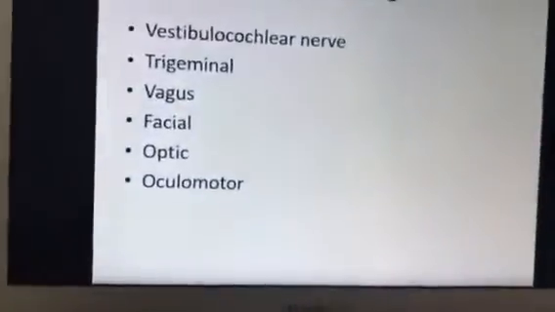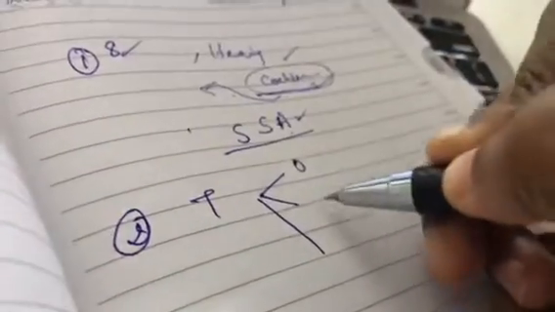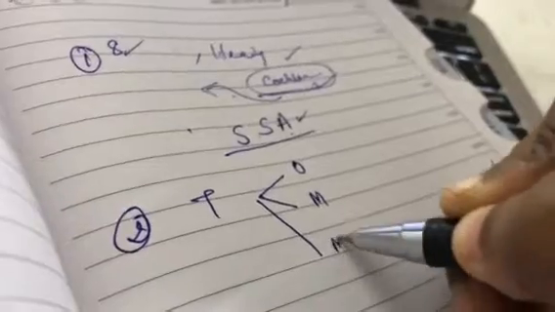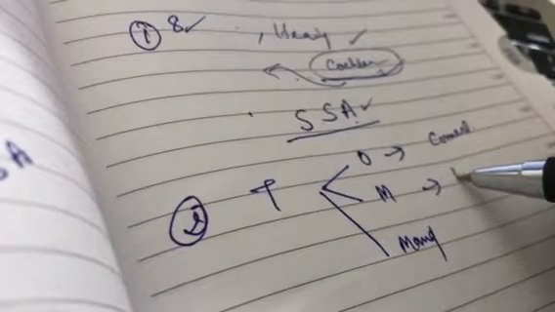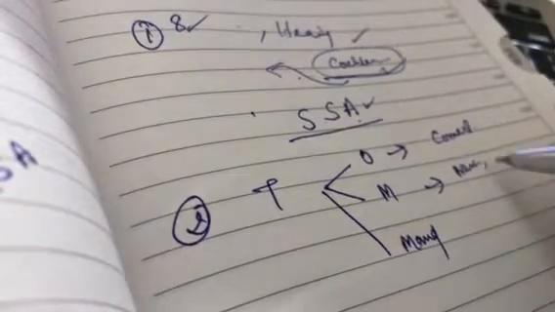So the 8th nerve is over. The second question is trigeminal. The student should know there are 3 components of the trigeminal nerve. Number 1 is ophthalmic, second is maxillary, third one is mandibular, right? The ophthalmic carries the general sensation from the cornea. Maxillary carries the general sensation from the nasal cavity and nearby areas. And then mandibular, wait, we'll see.